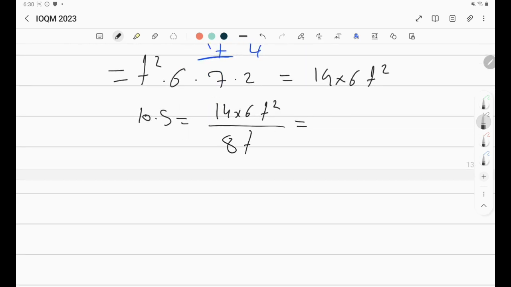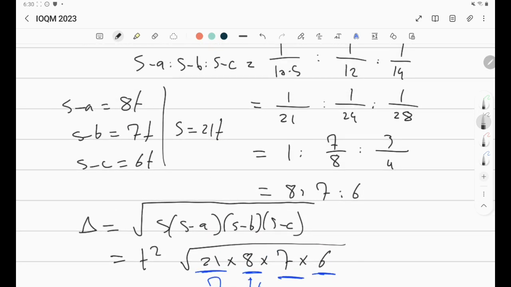Of course, this is equal to what? T cancels with t. T squared with t gives us t. And 8 is just gonna be 2 here. And 7 times 3, 21. And guess what? This is just 21 over 2. So that means that t is 1. Nice. So t is 1. That means we found everything.